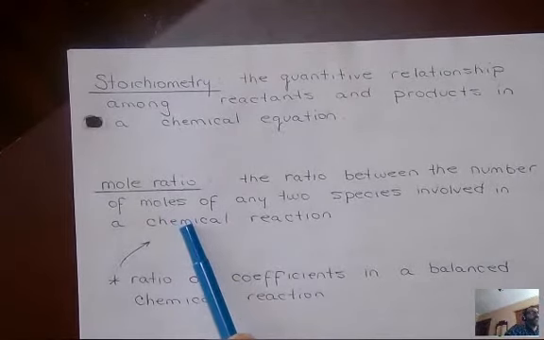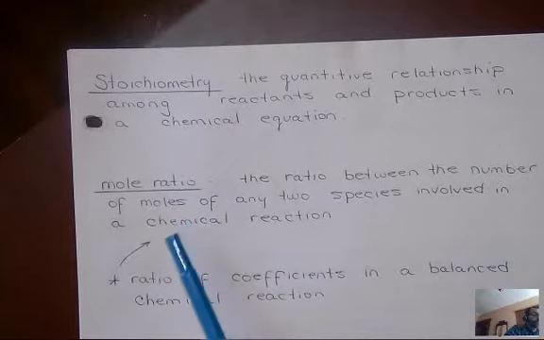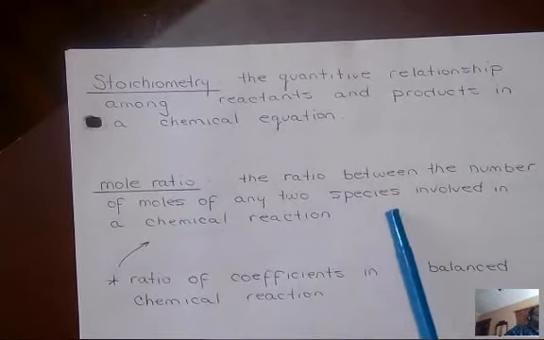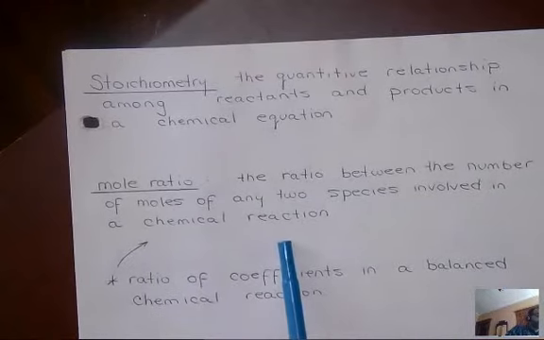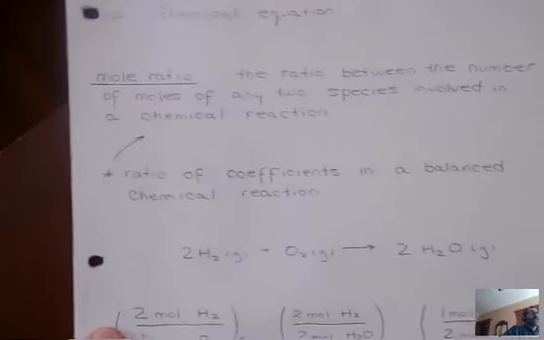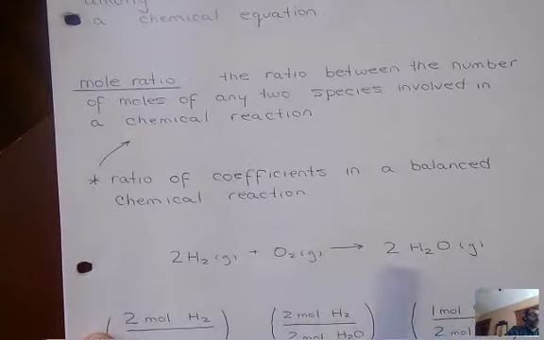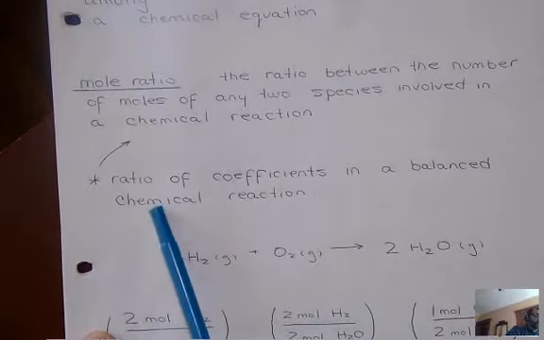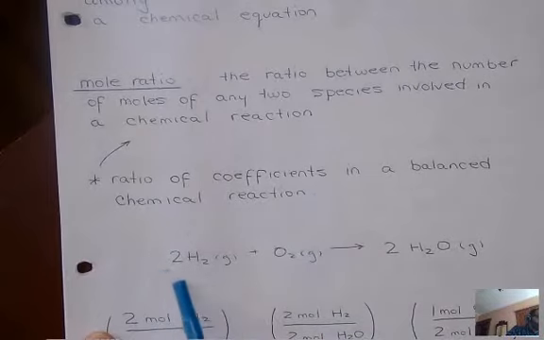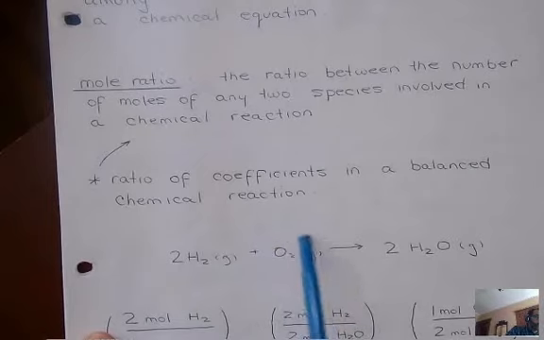So let me give you the definition of it, and then I'll show you some examples. The mole ratio is the ratio between the number of moles of any two species involved in a chemical reaction. So if you have a balanced chemical reaction like the one down here, first we'll make sure that it's balanced, then we can look at the ratio of the coefficients to determine how many moles of this will react with how many moles of this to produce how many moles of this.